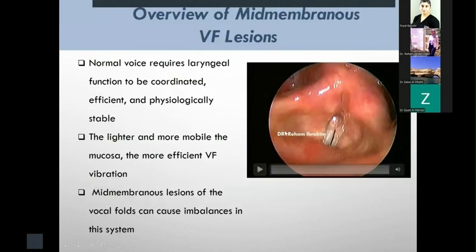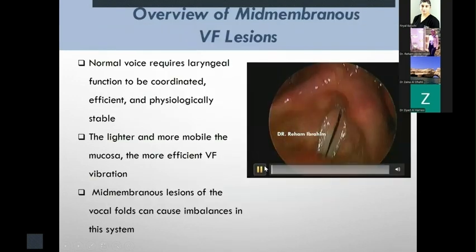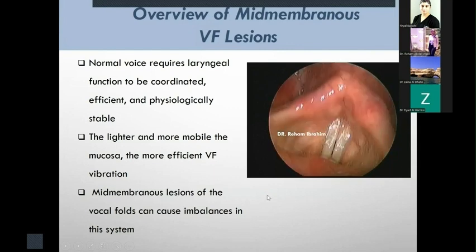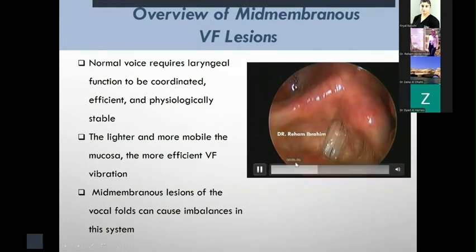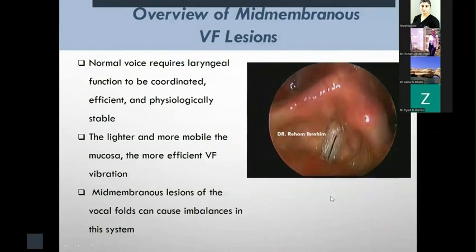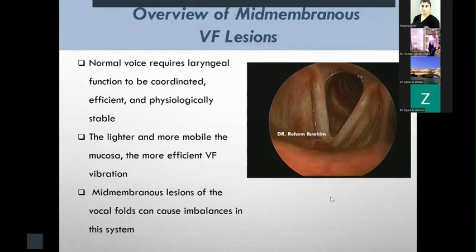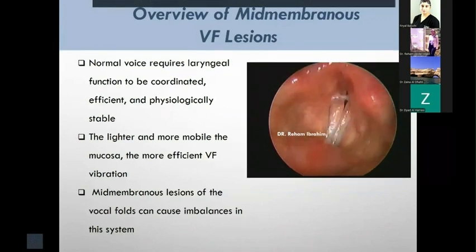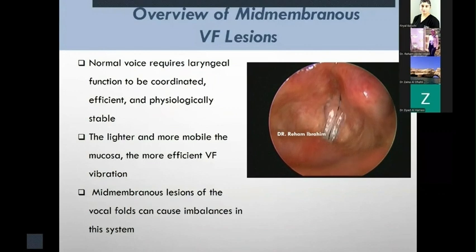Normal voice requires the laryngeal function to be coordinated, efficient, and physiologically stable. The lighter and more mobile the mucosa, the more efficient the vocal fold vibration, as we can see here in this video. The presence of a mid-membranous lesion of the vocal fold can cause imbalance in this system.